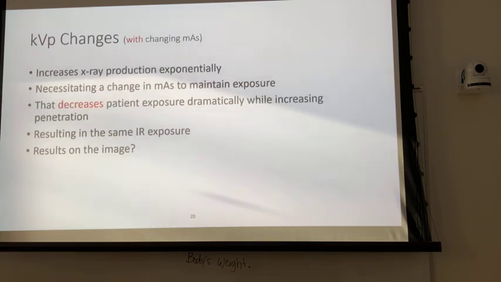So with changing mass, the change in KVP increases the production, but the reduction of mass brings it back down. So you increase your KVP, you reduce your mass, and it decreases patient dose pretty dramatically, not as dramatically as just decreasing one or the other, but fairly dramatically. But it results in the same image receptor exposure, and the results on the image again are not so much.